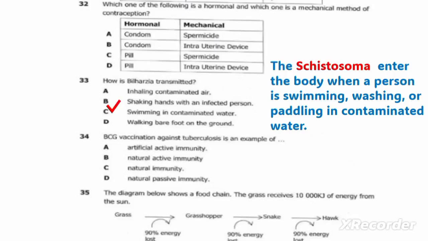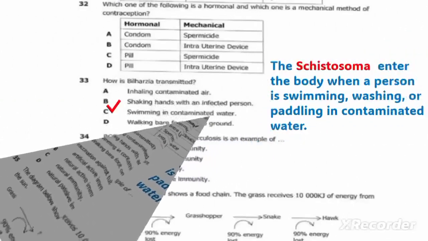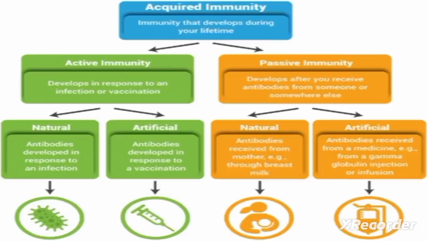We shift to the next question, which is question 34. BCG vaccination against tuberculosis is an example of A, artificial active immunity, B, natural active immunity, C, natural immunity, D, natural passive immunity. Okay, so we are going to look at the types of immunity. There are two types of immunity, active immunity and passive immunity. Active immunity develops in response to an infection or vaccination. Passive immunity develops after you receive antibodies from someone or somewhere else.